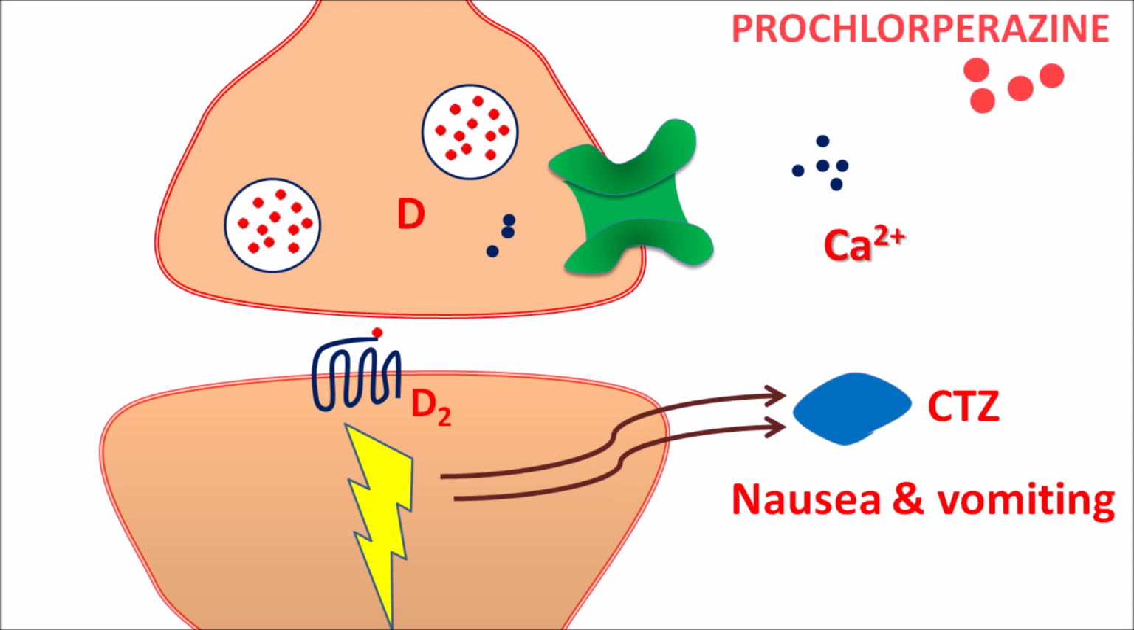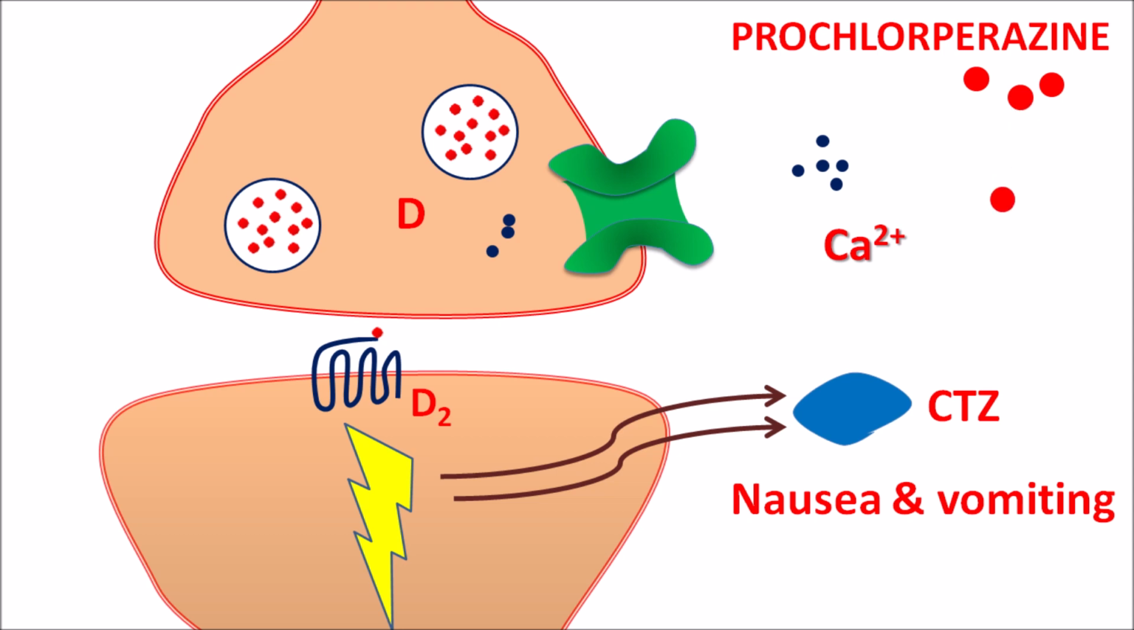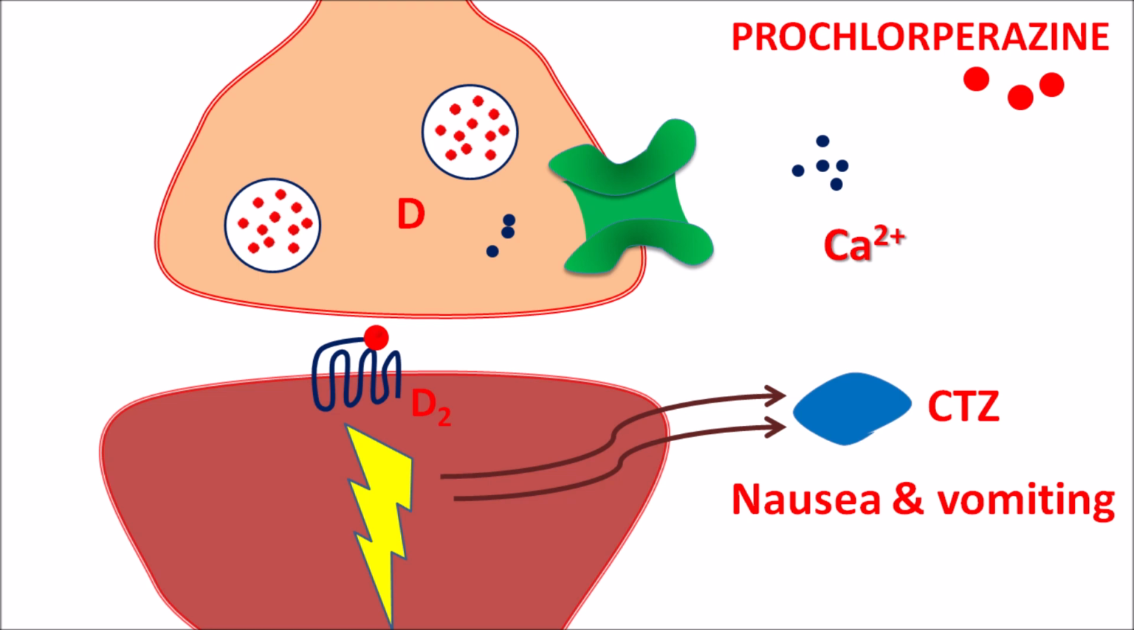Now, prochlorperazine is one of the drugs which can block these D2 receptors so that it can inhibit the postsynaptic activation, resulting in decreased stimulation of the CTZ, leading to inhibition of nausea and vomiting. That's why prochlorperazine is nowadays acting as an anti-emetic agent.